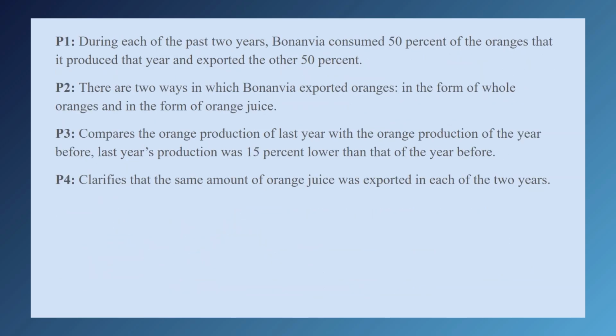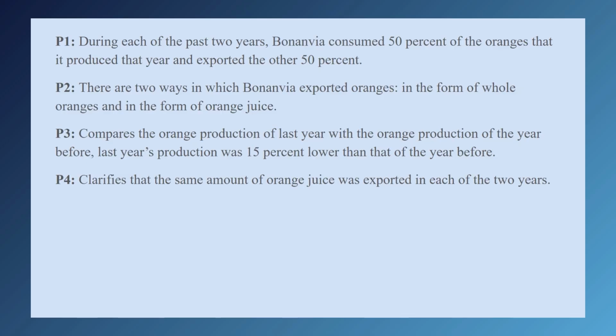Let's break down the premises that we're looking for support in. During each of the past 2 years, Bananvia consumed 50% of the oranges that it produced and exported the other 50%. There are 2 ways in which the Bananvians export oranges, in the form of whole oranges and in the form of orange juice. When we compare the orange production of last year with the orange production of the year before, last year's production was 15% lower than that of the year before. And finally, the passage clarifies that the same amount of orange juice was exported in each of the 2 years.